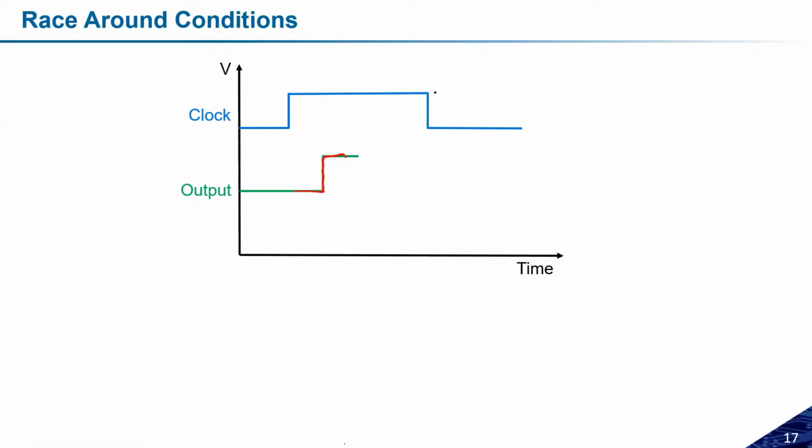But if the clock pulse stays high for long, then with a small change in the input the output can change again. So this is the time which we can consider. This is the propagation delay.